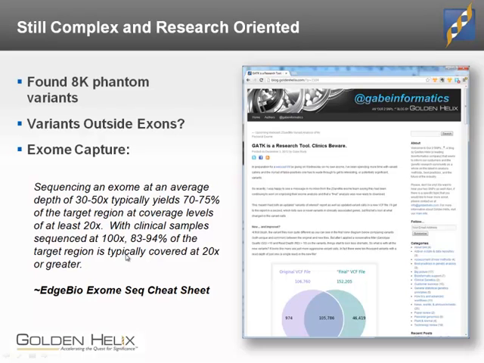And as we all know from the genotyping era, those probes can be very susceptible to batch effects. And in fact, EdgeBio put out a great little cheat sheet recently. And this is the critical thing here: they're talking about essentially if you have a research grade exome, 30 to 50x, of the target region, i.e. the regions of the exomes that you hope to cover, that you want to be able to call variants in, you only get 70 to 75% of that on average at 20x, i.e. a level that's reasonable to actually call variants.